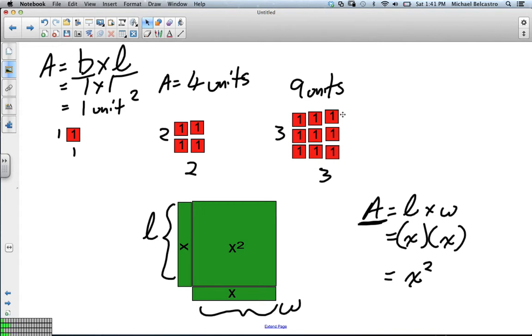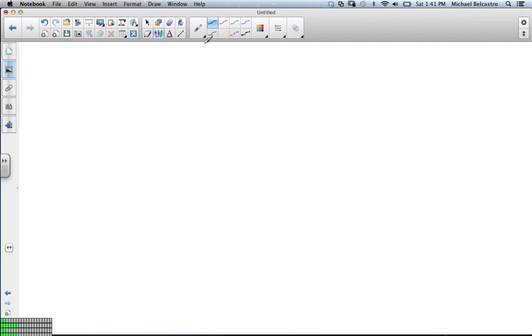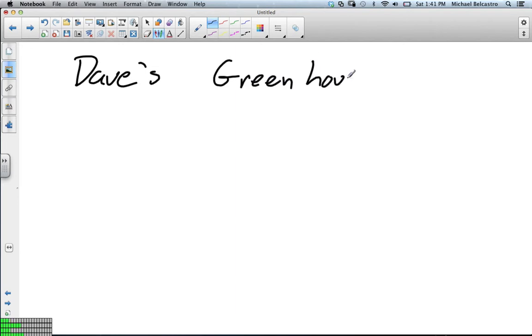Okay. Now finally, there is a last one I do want to talk about. Dave has decided that he's not making a garden. He's going to make a greenhouse. So Dave's greenhouse now we're talking about. Okay. Well, a greenhouse doesn't just sit on the floor. It has several dimensions to it. Okay. So we're going to try to represent this. The tiles aren't the best, but I'm going to try to represent it with them.